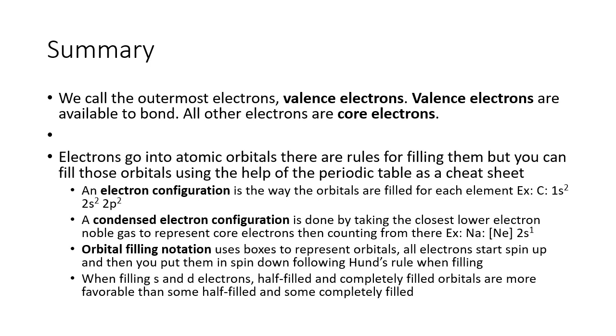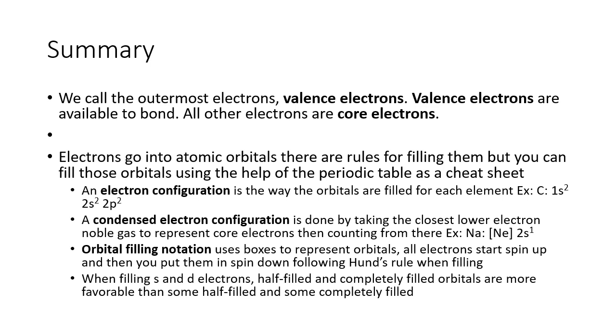A condensed electron configuration is done by taking the closest lower noble gas to represent the core electrons and then counting up from there. So we put the noble gas into square brackets. So for sodium, that would be neon, and then we count on. We have 3s1.